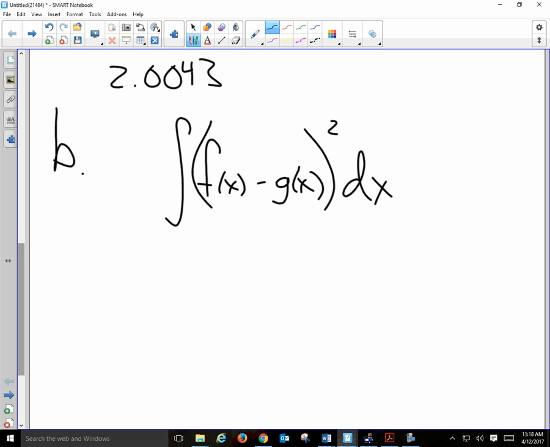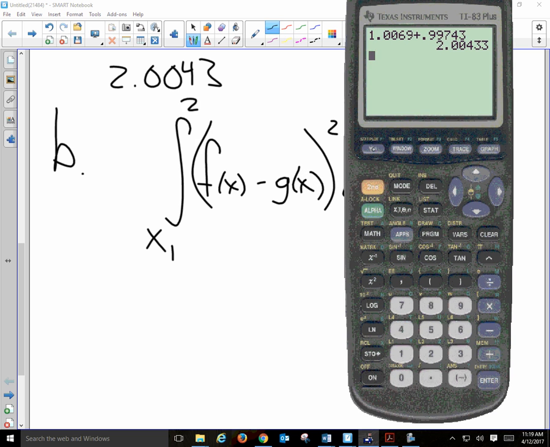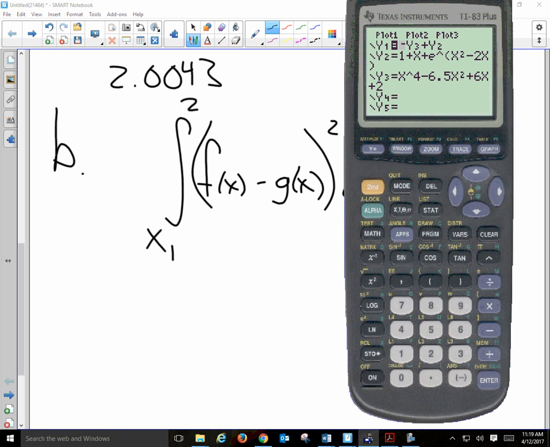And where's my starting point? Yep, x sub 1, and I'm going to go to 2. So I'm going to go into y equals, and is that f of x? Y sub 3 is g of x, isn't it? So okay, this is right then. So this is f of x minus g of x. So I'm going to insert a parenthesis and a parenthesis, and I'm going to square that beast.